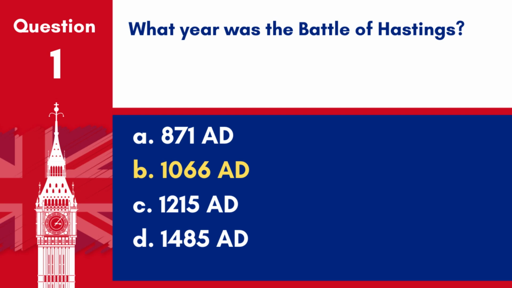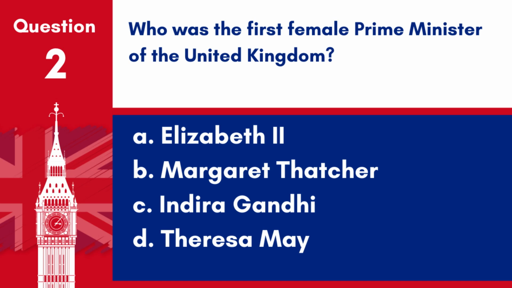AD. Question 2. Who was the first female Prime Minister of the United Kingdom? A. Elizabeth II. B. Margaret Thatcher. C. Indira Gandhi. D. Theresa May. Answer: B. Margaret Thatcher. Margaret Thatcher was the first female Prime Minister of the UK, serving from 1979 to 1990.